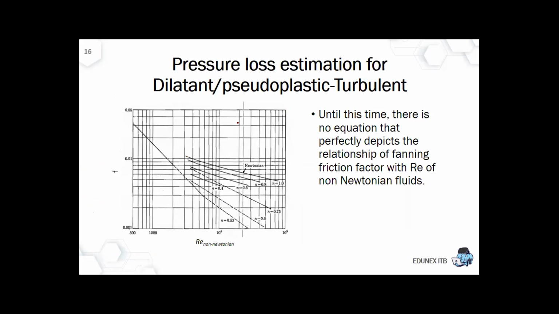For the Fanning friction factor for turbulent flow, until this time there is no equation that perfectly depicts the relationship of the Fanning friction factor with the Reynolds number. So what should we do when we are measuring the delta P or anything else due to friction? Usually we check the Reynolds number, then we check the Fanning, then we use the Bernoulli, isn't it? The step is always like this. I show you, fluid mechanics is not that difficult.